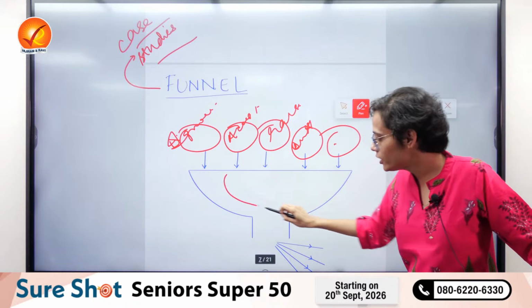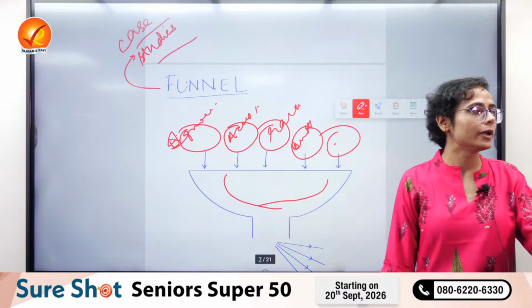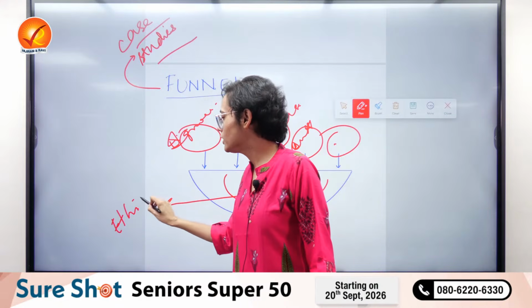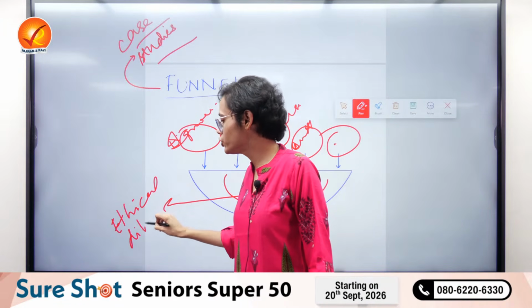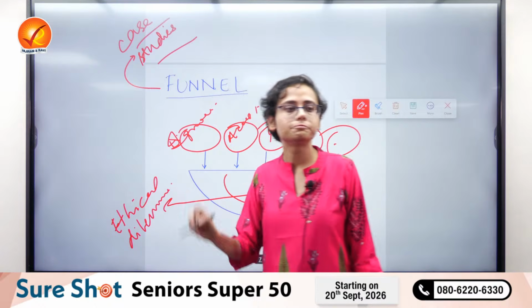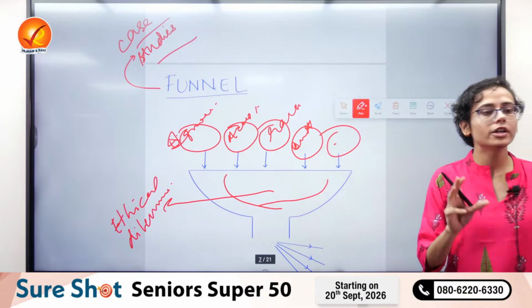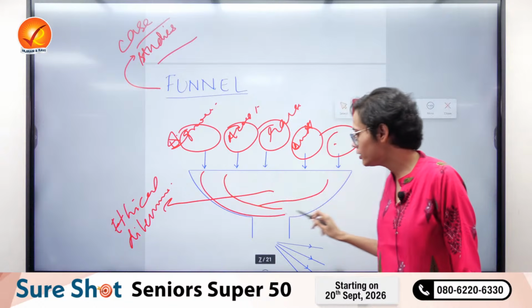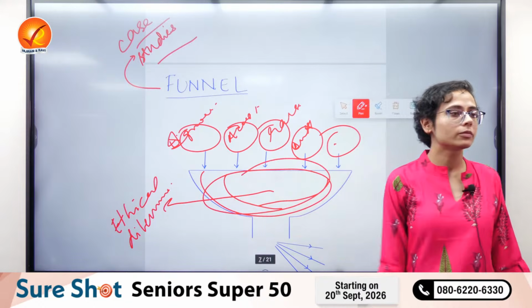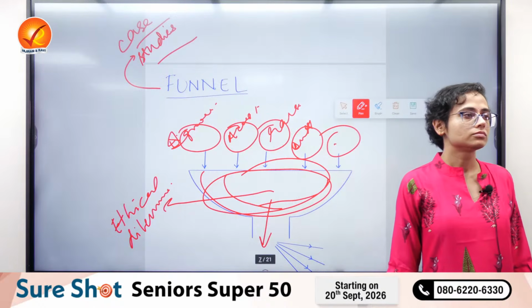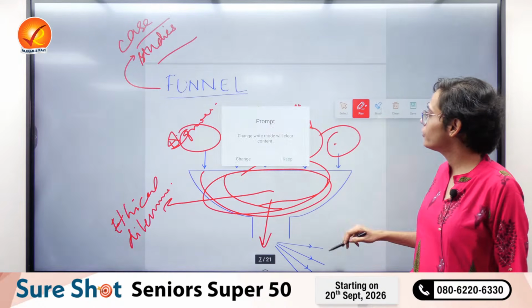Here the funneling or the filtering out effect is coming. So here you will be writing the ethical dilemma in choosing a particular option, because here every process is going on. And finally the result.